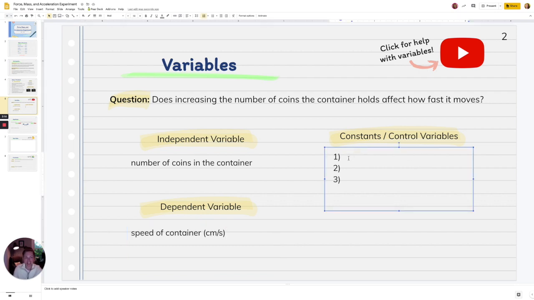Now the constants, or the control variables, are all the things that you're going to keep exactly the same between every single trial. So you're probably going to be using the same setting on the fan or the hair dryer, so you have the same amount of force. You definitely want to use the same container each time, otherwise it's not a controlled experiment. And you also definitely want to be measuring the same 50 centimeters distance each time. You could come up with all sorts of different constants, control variables.